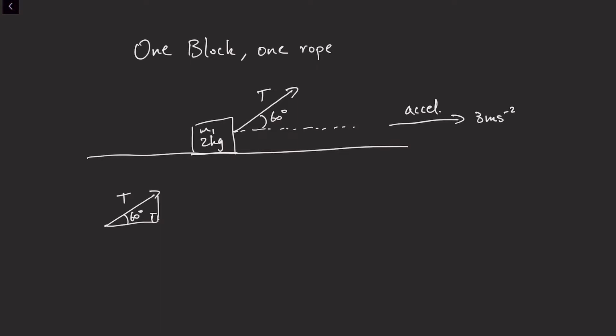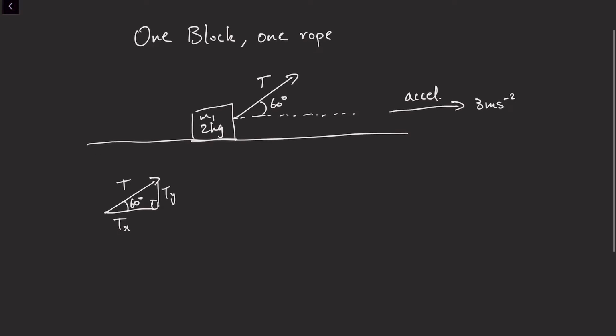So therefore, there must be some component of this force that's being used to pull the block to the right in the horizontal direction. We call this the X component. And similarly, there must be some component of this force, some portion of that force that is being used to pull the block upwards. We call this the Y component of this force. So these two components together make up the tension force that we're looking for.